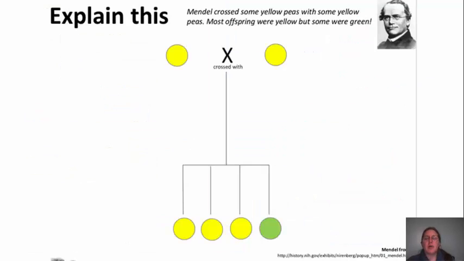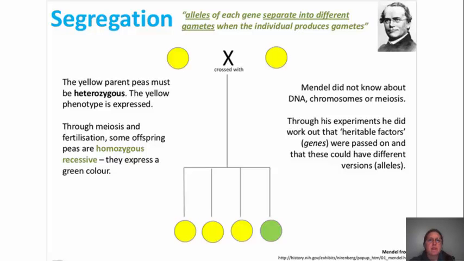So, Mendel was one of the first scientists to really look at genetics and inheritance, and he just took some yellow pea plants and he crossed them with some other yellow pea plants. And most of the offspring of these two yellow pea plants were yellow. But there were some that were green, and that led Mendel to come up with some ideas. And one of those ideas was an idea of segregation.